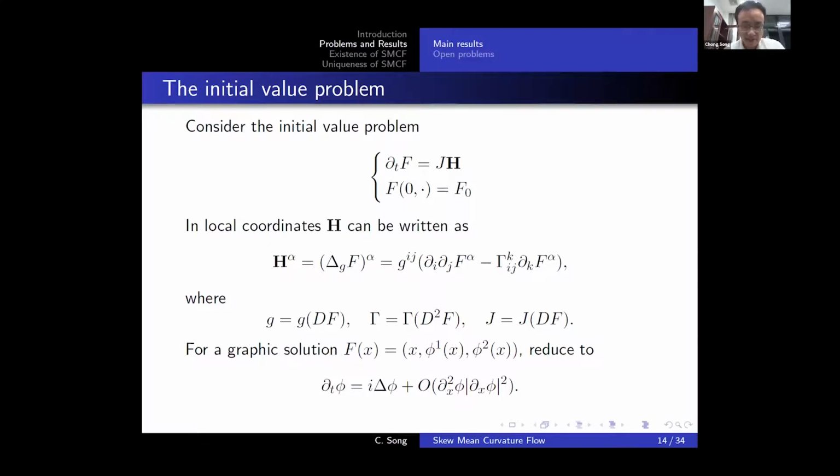However, it's highly nonlinear, because the nonlinear term involves the second order derivatives and also the first order derivatives. Here I only write down the leading order term. Actually, we have many other terms. So as you can see, it's highly nonlinear. Next slide.